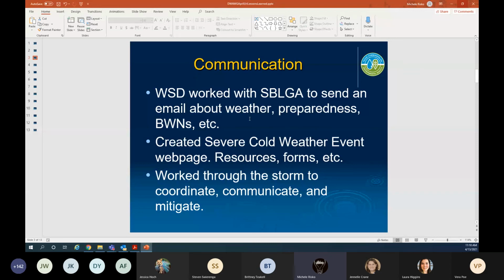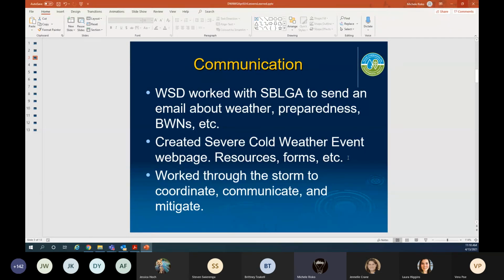The agency as a whole created a severe cold weather event webpage where they posted resources, forms, et cetera. That page is still up. So if you'd like to go back and take a look at resources, the rule suspensions that happened, general situational updates, that kind of thing, you can pull some historical information from there. That might be good if you're doing an after action report or something else like that.